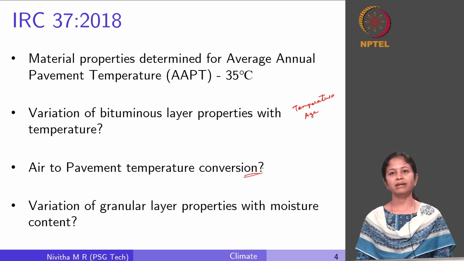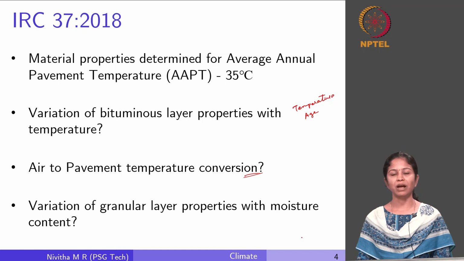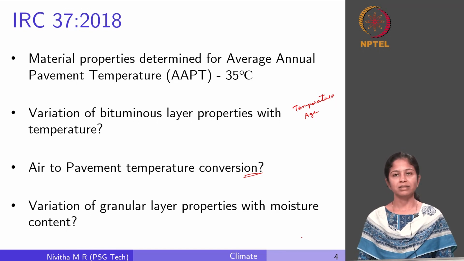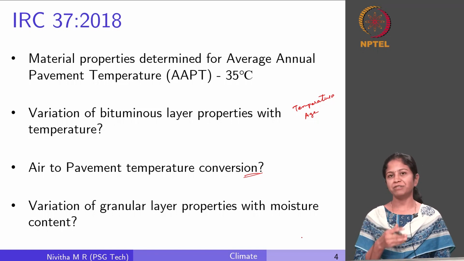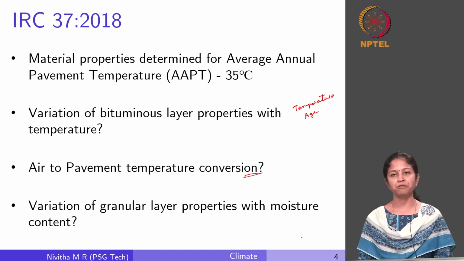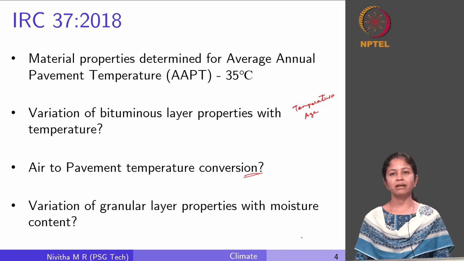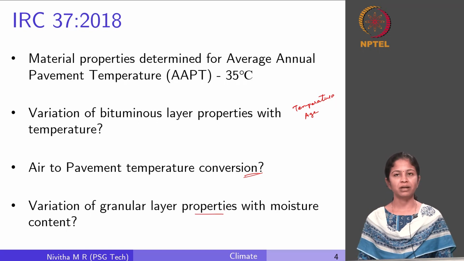Then if we look at the granular layers, we have seen that soil moisture content plays a major role in influencing the modulus value of the granular layers, right. So we determine what is the moisture content present in soil, make appropriate correlations. We have seen the soil water characteristic curve. So we determine the moisture content and the water retention capability of the soil, and then we calculate the appropriate influence on modulus, right. So the granular layer properties vary with moisture content, right.